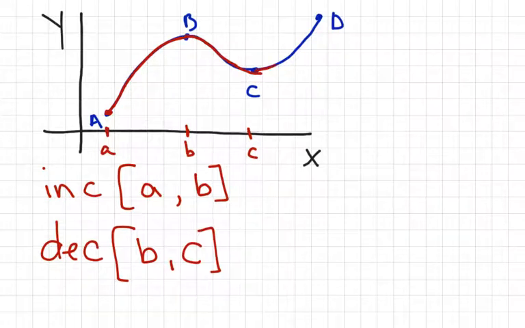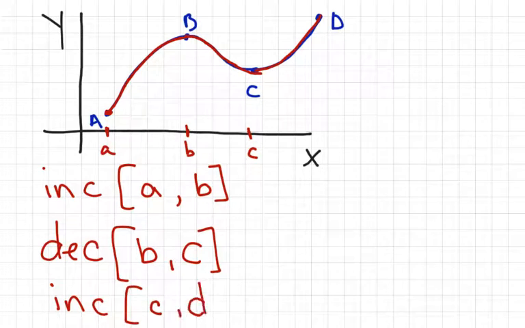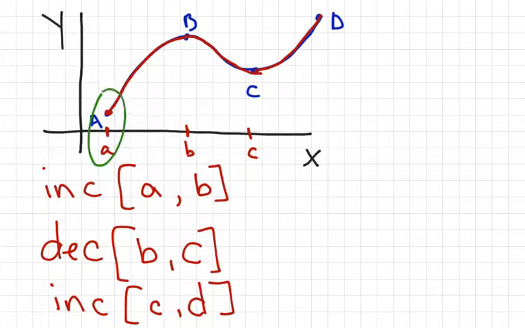And then at C, it starts going back up again until it gets to D. So we say the graph is increasing from C to D. Now, I had mentioned in class the difference between using a bracket and a parentheses. Now, you'll notice at point A here, it's a distinct endpoint. So using this bracket is important.